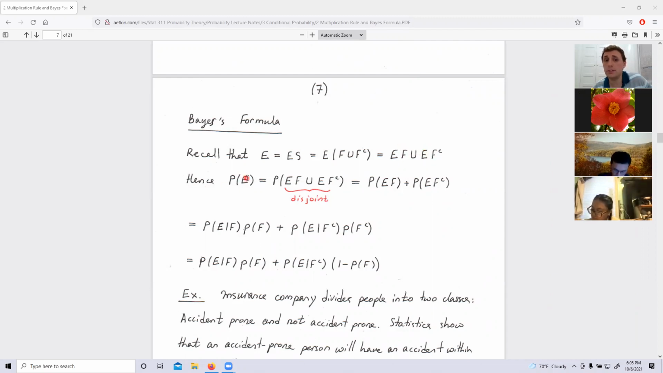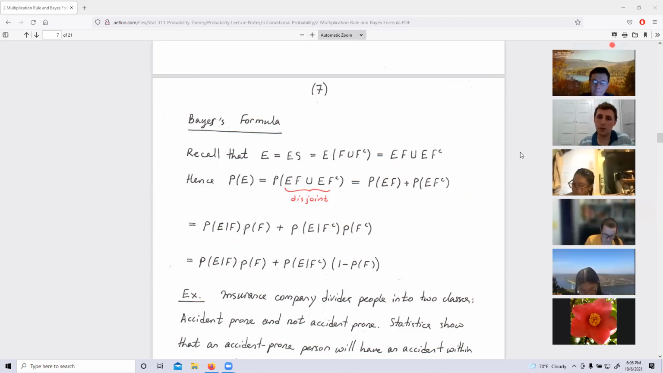And so the probability of E is the sum of the disjoint probabilities. And here I can use conditioning. What is the probability of E and F? It's the same as the probability of F times the probability of E given F. I wrote it just in the other order, but it's really that same multiplication formula. And what's the second part? It's the probability of E given F complement times the probability of F complement. Are you with me, guys?